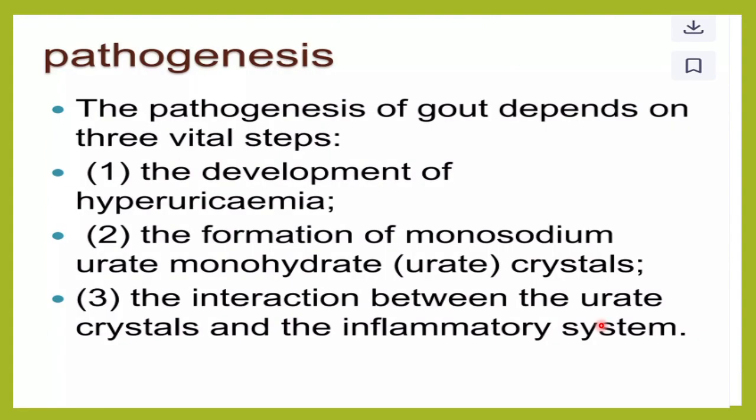Now let us see what causes this gout. So the basic pathogenesis of gout depends upon, first, the development of hyperuricemia. There has to be increased uric acid level in the blood. So that is the first thing. Second thing is, once this uric acid is formed, it should form the monosodium urate crystals. And third thing is, when there is an interaction between these monosodium urate crystals and the inflammatory system, when they both have a war, उस time में you will start getting gout.